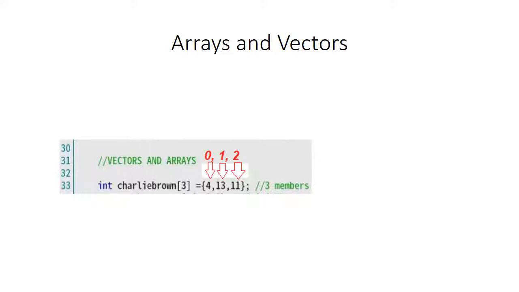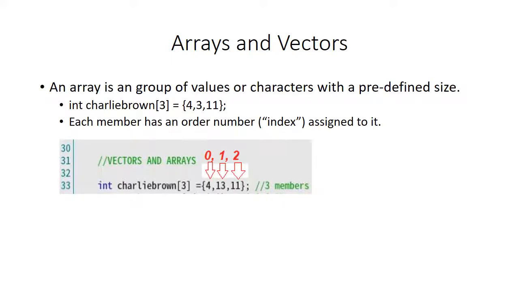It's important to remember that the index values start at 0. That's kind of like when you do math and you have n as the index value for a group of numbers. N always starts at 0. So we will refer to the numeral 4 as Charlie Brown element number 0.